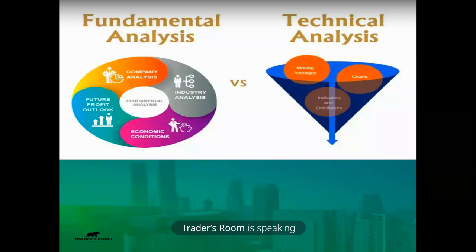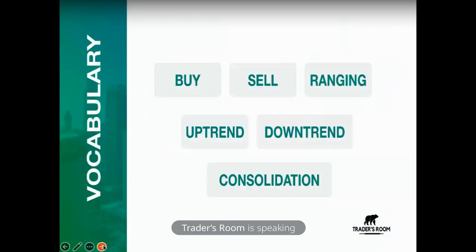So in a short while, we are going to see some illustrations, and we're going to be dealing more importantly with technical analysis as well as fundamental analysis. So let's go, guys. Let's talk about a few things that you will hear as we progress in this training. You hear something like buy, sell, ranging, uptrend, downtrend, consolidation. So take notes of this vocabulary. It's widely used in the forex market. Buy, sell, ranging, uptrend, downtrend, consolidation.